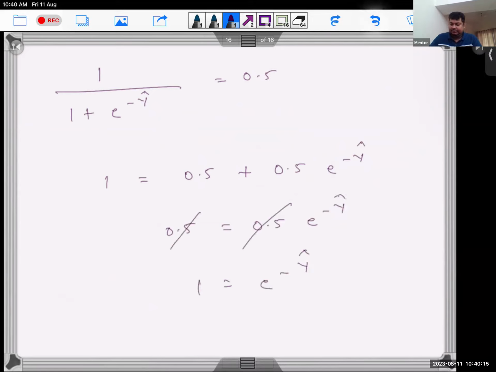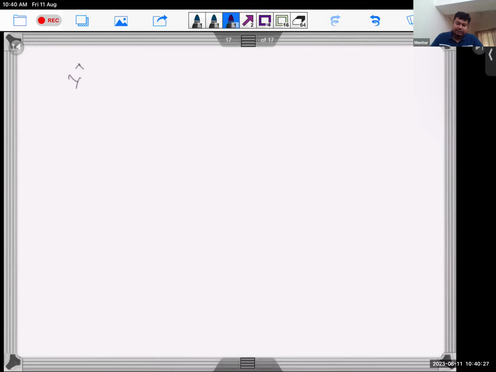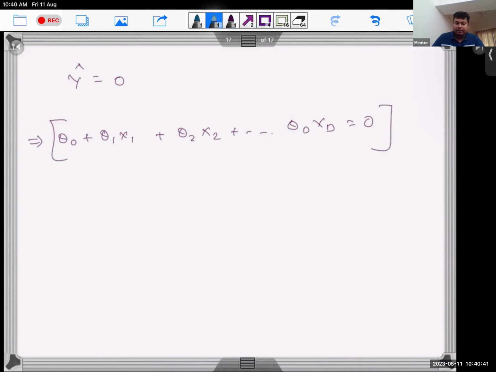And you can write this 1 to be e to the power 0. So y hat becomes equal to 0, or minus y hat becomes equal to 0, or you can simply say y hat becomes equal to 0. And what is y hat? Theta naught plus theta 1 x1 plus theta 2 x2 and so on till theta d xd is equal to 0. Do you see the difference between this equation and the one that we got from linear regression? Yes. What is the difference? That was equal to 0.5 and this is equal to 0.